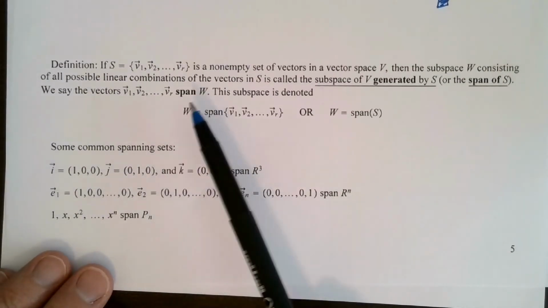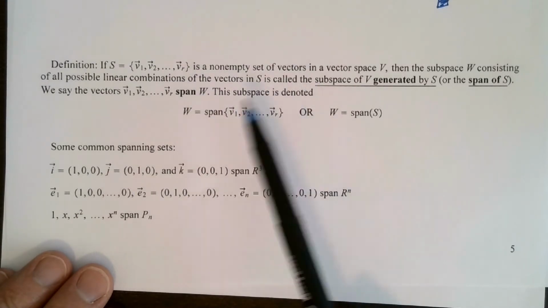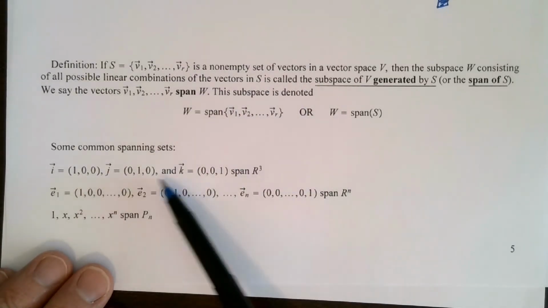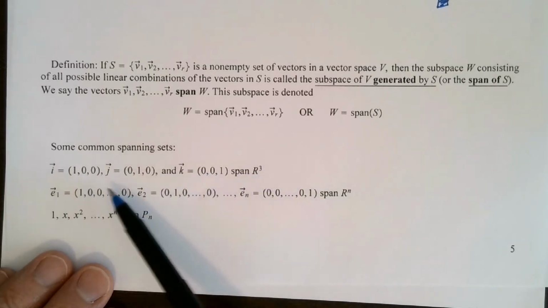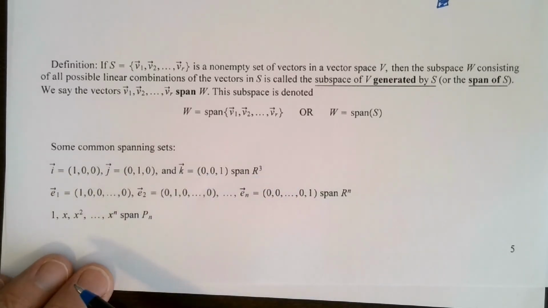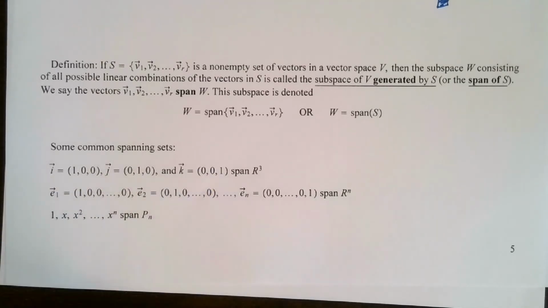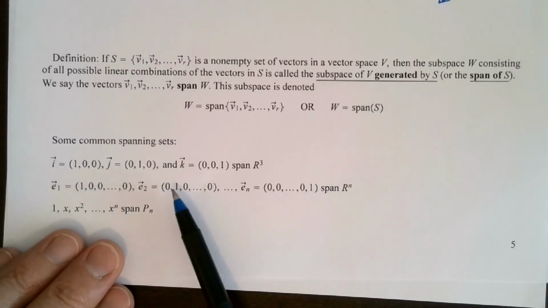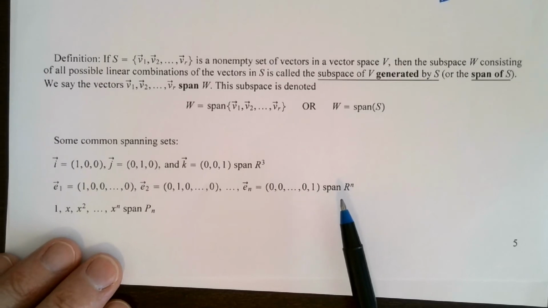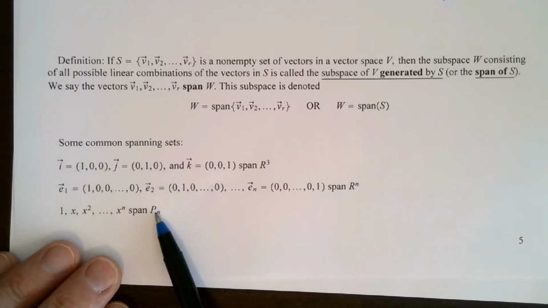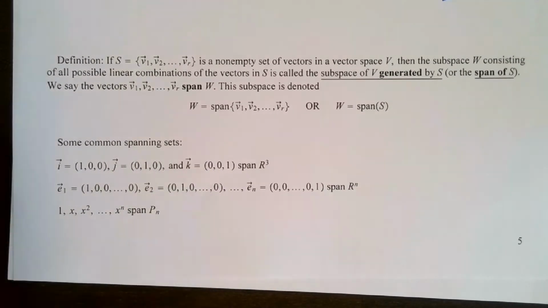That's a little abstract, but this is an example. 3 space is a vector space, and these 3 vectors do span it. It's not the only spanning set, as we'll see, but it is a very common one, and one that we're familiar with. These n vectors here span all of n space. Okay. What's the spanning set for P sub n, the set of all polynomials of degree n or less?